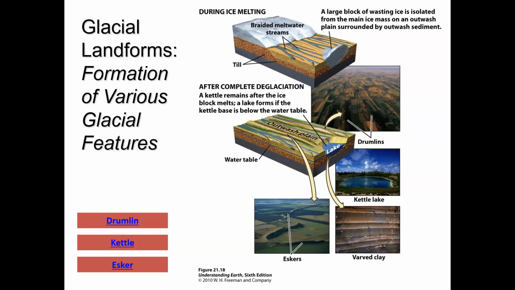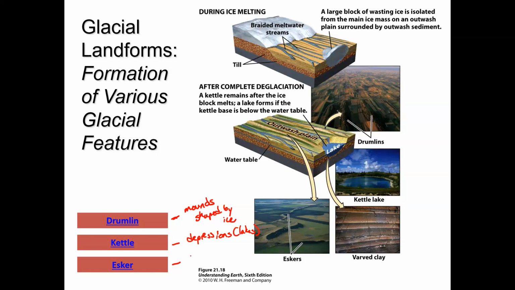Several other features include drumlins, kettles, and eskers. Drumlins are mounds of sediment shaped by passing ice. Kettles are depressions, often lakes, and if so, we'll call them kettle lakes, where blocks of ice sat on the surface and later melted and produced these depressions that are called kettles.